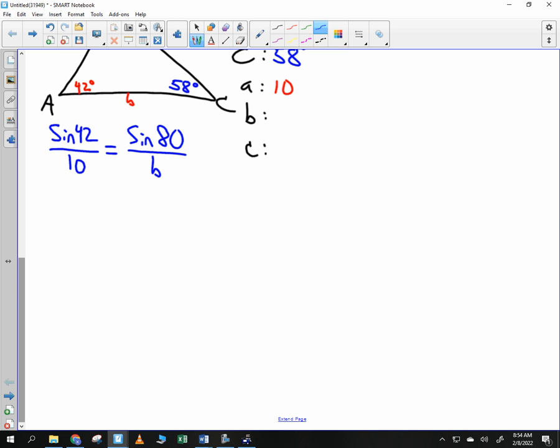Let's cross multiply. I take this times this, and I get B sine of 42 is equal to 10 sine of 80. What am I trying to solve for? Trying to solve for B, right? What would I do to solve for B? I'd divide by sine of 42. So I get B is equal to 10 sine of 80 divided by the sine of 42.